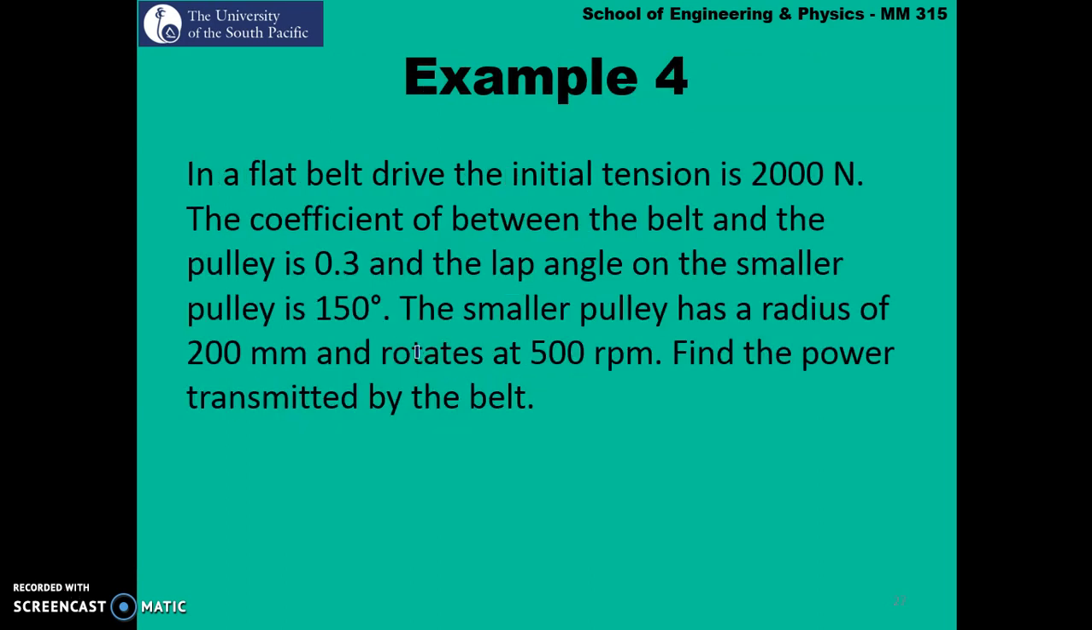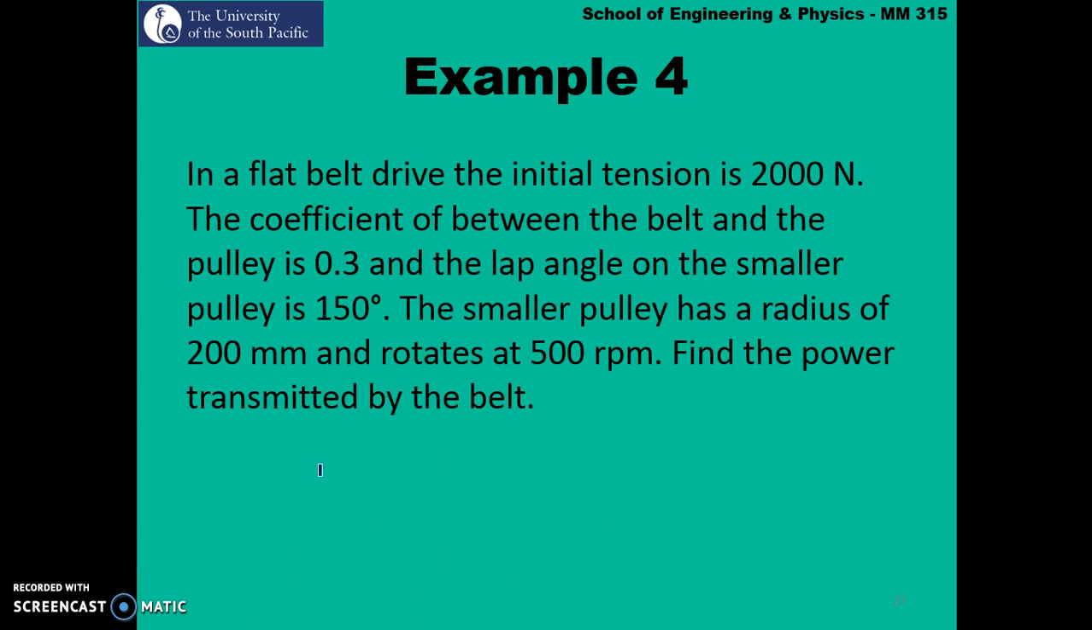Example 4 states that for a flat belt drive system, the initial tension in the belt is given as 2000 Newton. The coefficient of friction between the belt and the pulley is given as 0.3. The lap angle, or the wrap angle, is given as 150 degrees. The smaller pulley has a radius of 200 mm and it rotates at a speed of 500 revolutions per minute. You have to find the power transmitted by this belt.